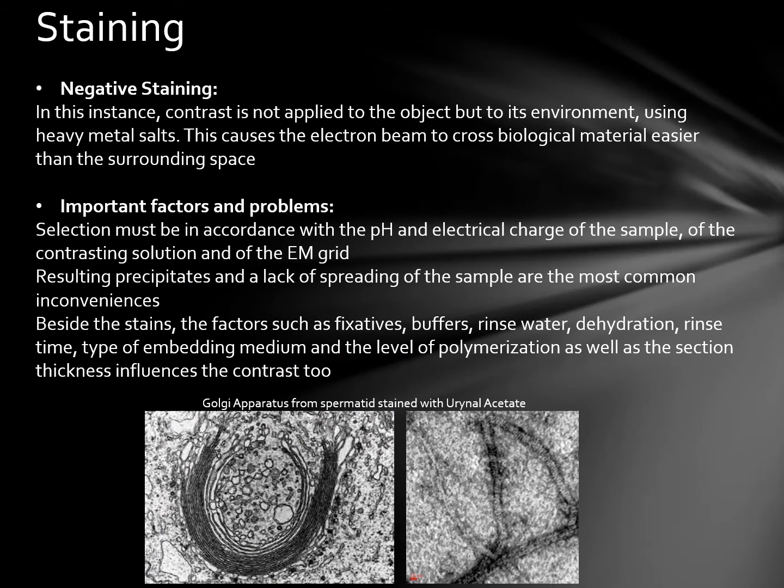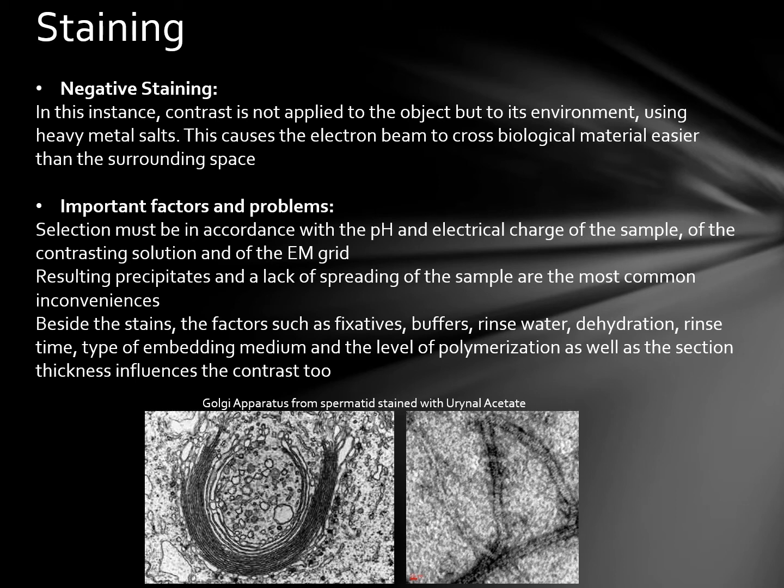So negative staining is normally used when we talk about staining in scanning transmission electron microscopy. In this instance, contrast is not applied to the object but to its environment, using heavy metal salts. This causes the electron beam to cross biological material more easily than the surrounding space.